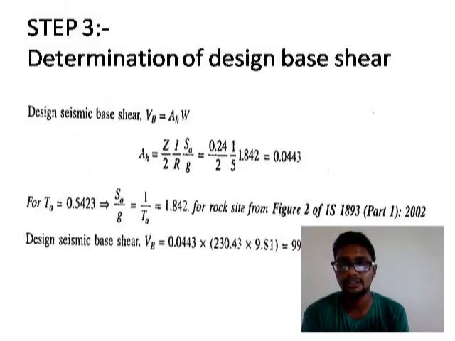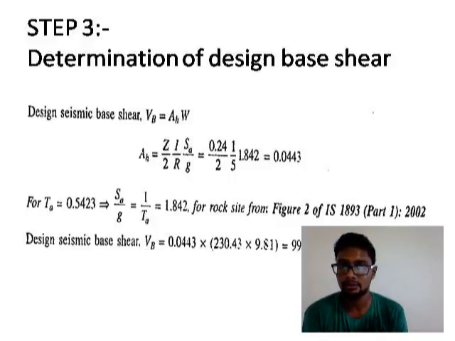We have determination of design base shear. The base shear is nothing but the shear which comes at the base of the building, after which it is transmitted to the entire height of the building. The base shear is calculated using the formula Ah into W, and Ah is given by Z by 2 into I by R into Sa by g. Sa by g is nothing but the inverse of the vibration time, which is calculated to be 1.842. Substituting in the formula, we get Ah as 0.0443, upon which the base shear is calculated to be 99.33.